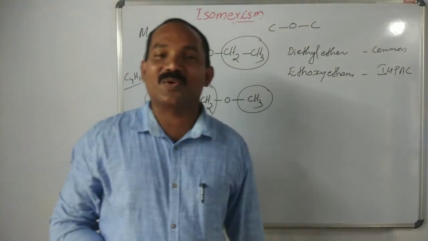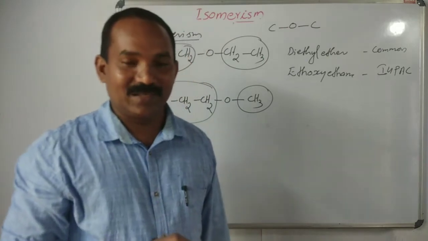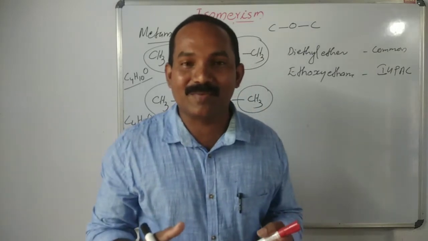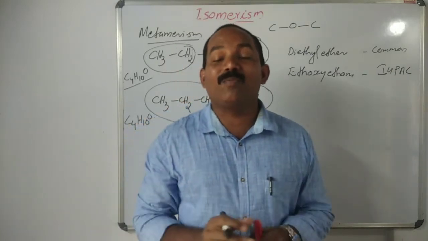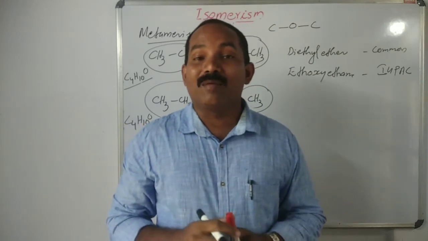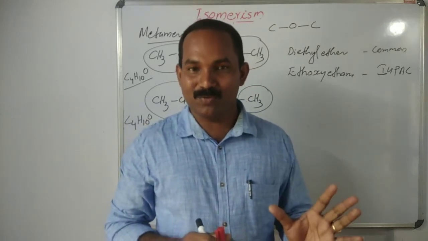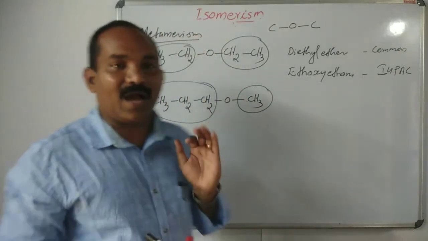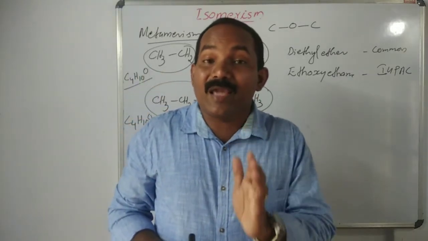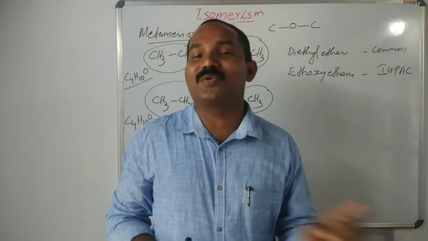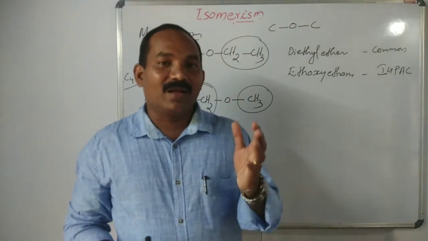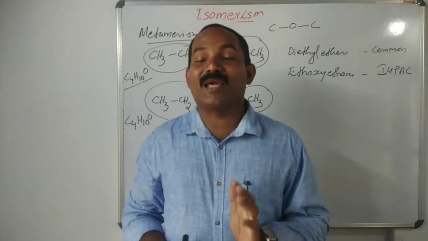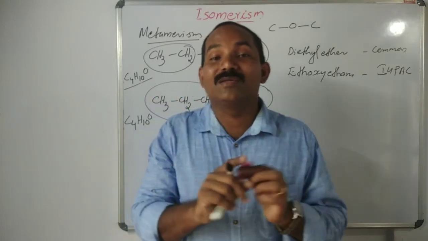These isomers are called metamers, and the isomerism is known as metamerism. So what are metamers? Compounds that have the same molecular formula but different alkyl or aryl groups on either side of the same functional group. Same functional group, same molecular formula, but different alkyl groups on either side of the functional group.